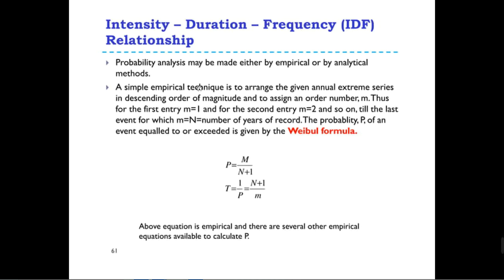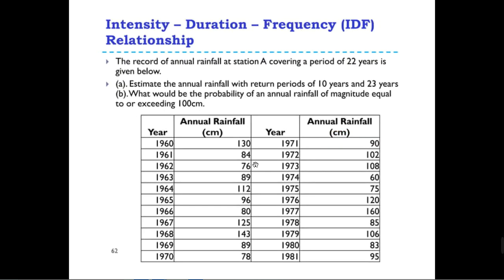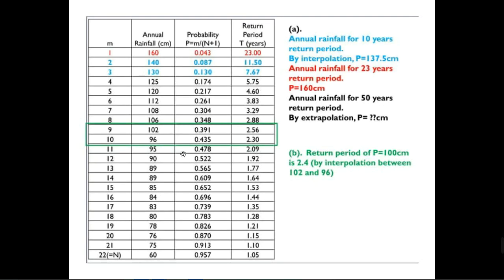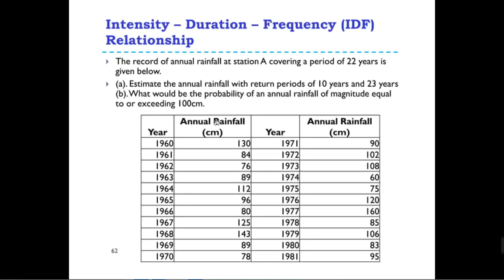Probability analysis may be either empirical or by an analytical method. The annual rainfall is for one year. Estimate the annual rainfall with a return period of 10 years and 23 years. What would be the probability of the annual rainfall magnitude exceeding 100 centimeters? So the annual rainfall is equal to 160.